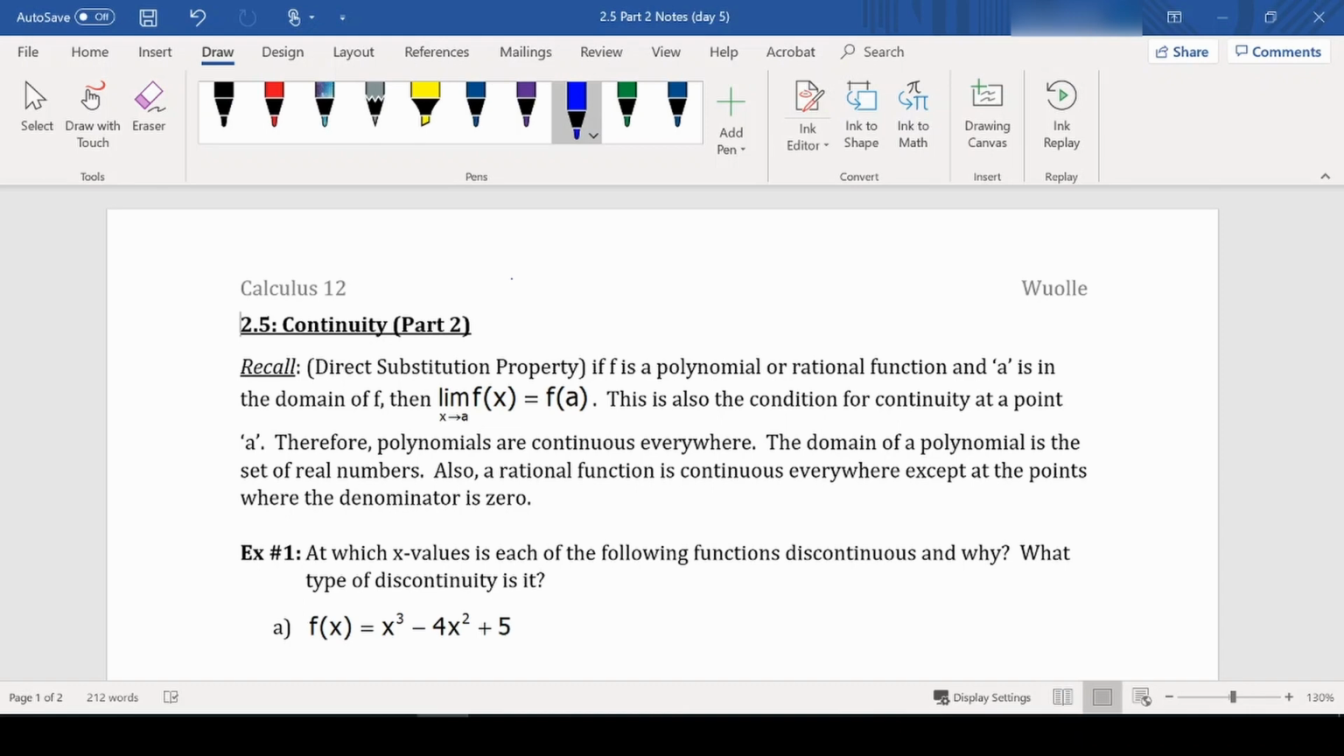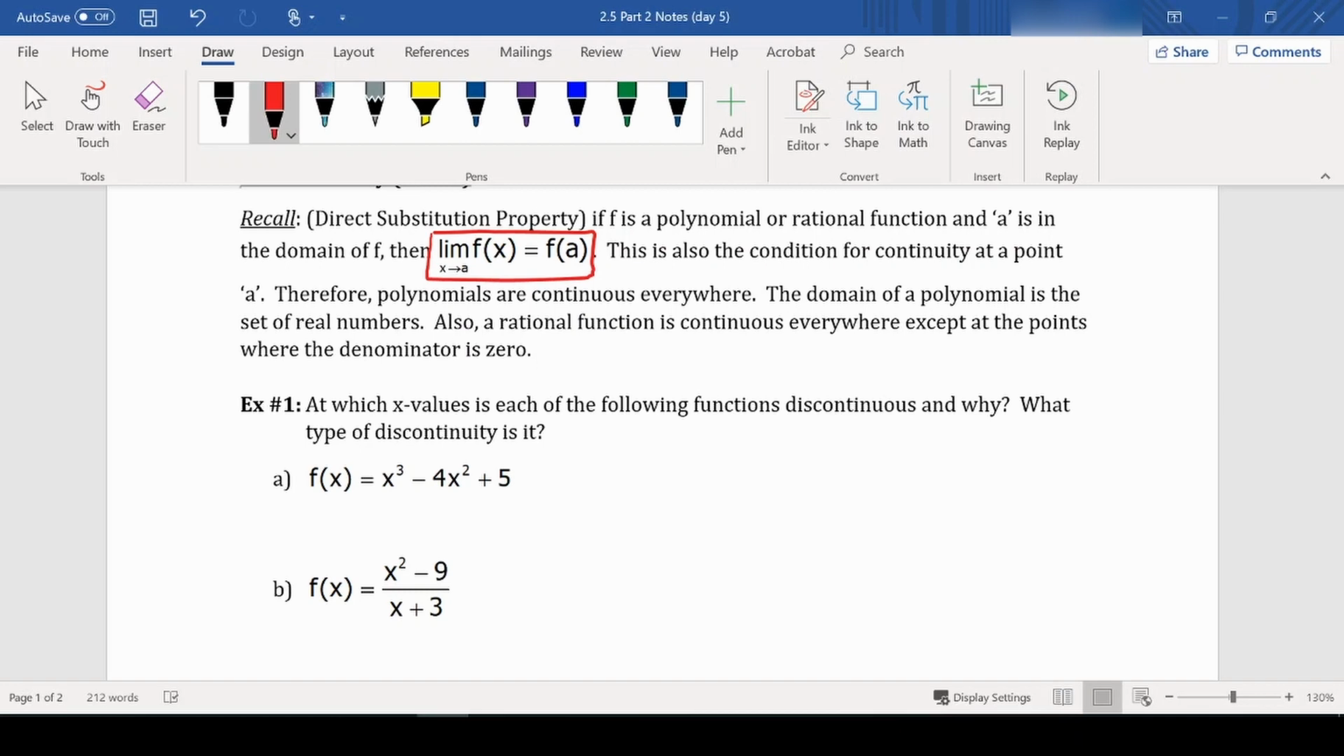So our job is to take a look at the different types of functions and see where are our discontinuities and why are they discontinuous. Okay? We also will need to remember that the limit must equal the function at the same x value that we are approaching for something to be continuous. So if we take a look at this first question, it's asking us, where are these things discontinuous and why? What type of discontinuity is it? So we had 3 types. We had removable, jump, and infinite.